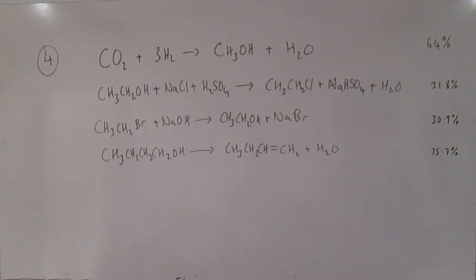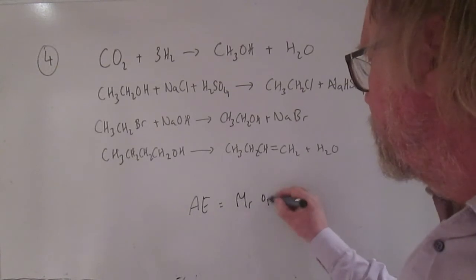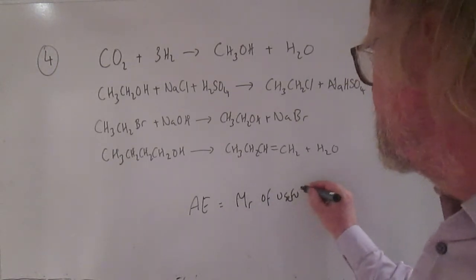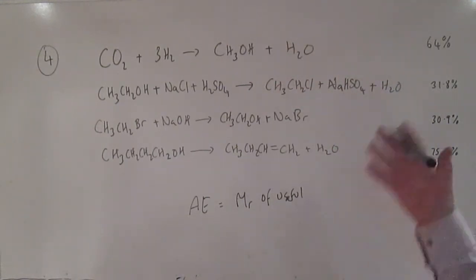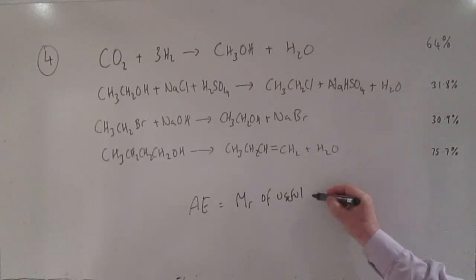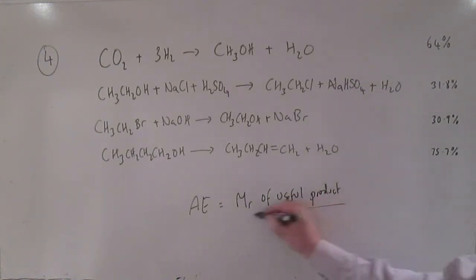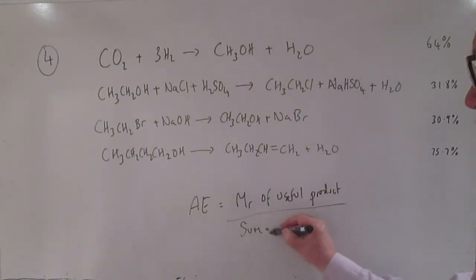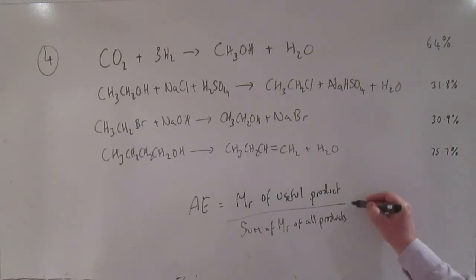Now you could go through and calculate them all. So remember, atom economy is equal to the MR of the useful product, and we're going to have to assume for these, it doesn't say it in the question, but normally if it's an organic reaction you assume that it's the organic product that's the useful one. So it's the MR of the useful product divided by the sum of the MR of all the products times 100. So it's easy enough to do, it's just a bit laborious.